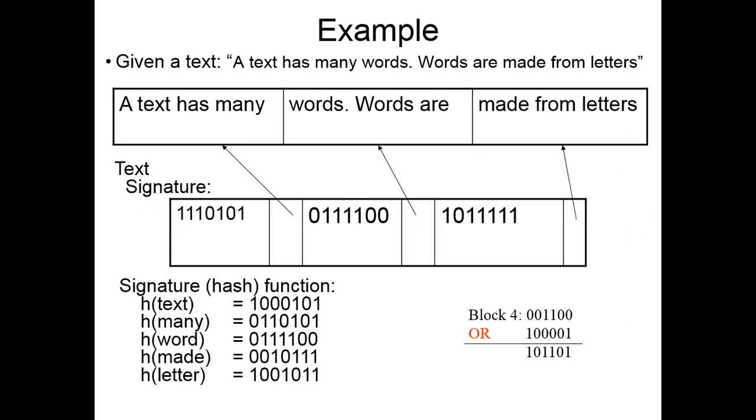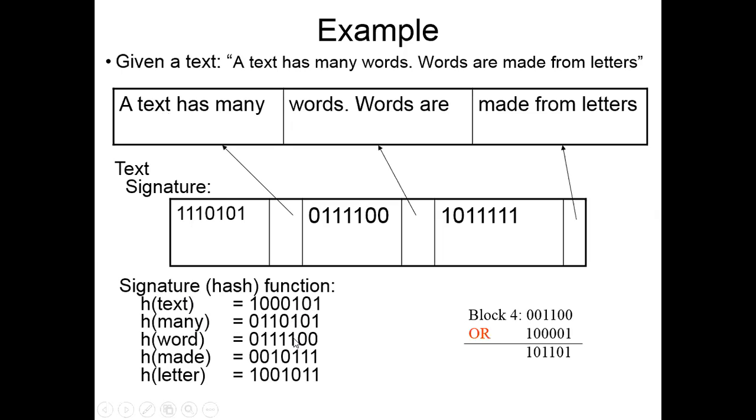Now, once we get the signature of every word, text has a signature of 1000101, money has the signature of 0110101. The same thing for all the words that we have in each block. Then, to find the signature of the block, we have to find the OR of every word signature. In this case, in the first block, we have text and money. And the signature of text is 1000101, and the signature of money is 0110101.